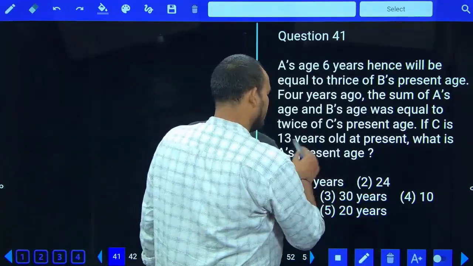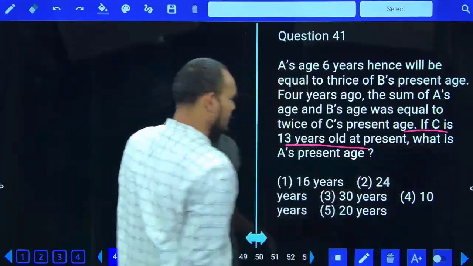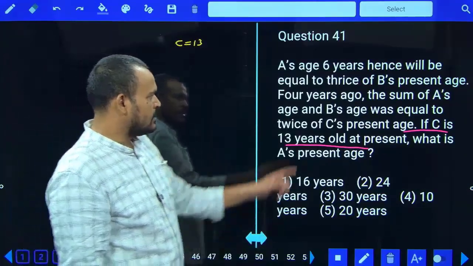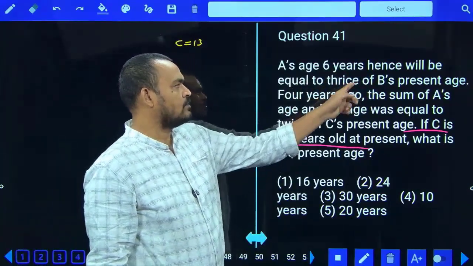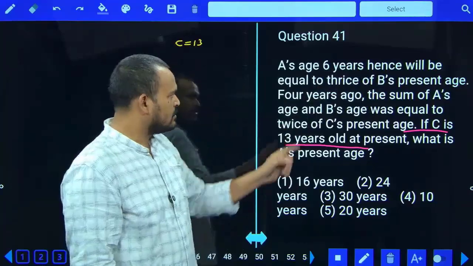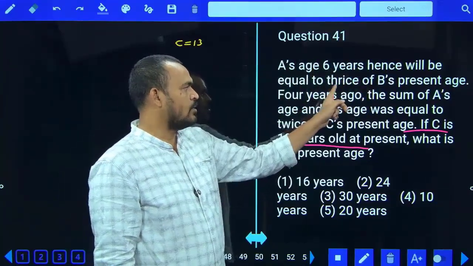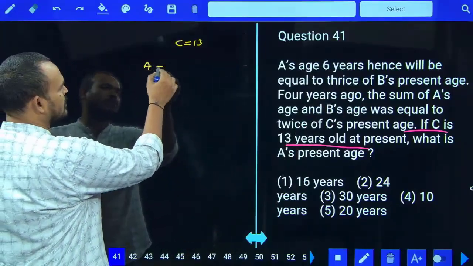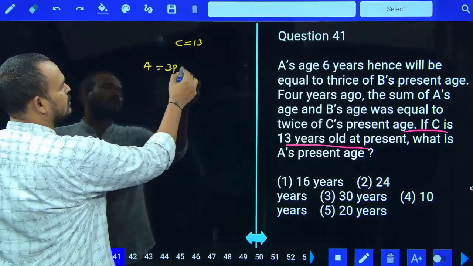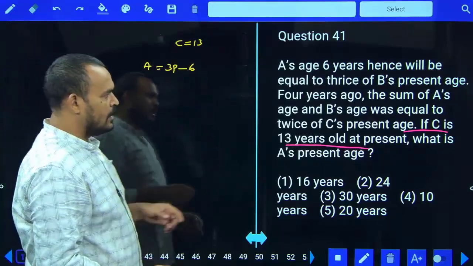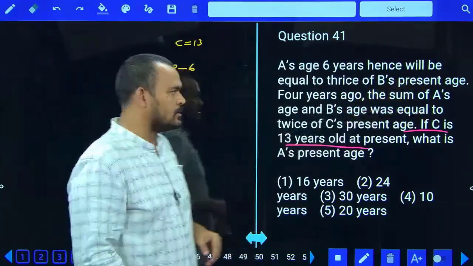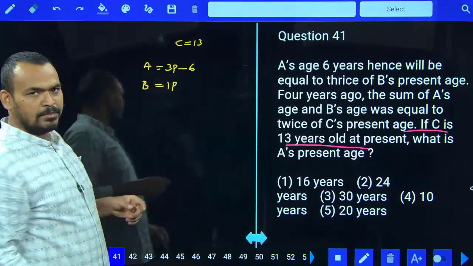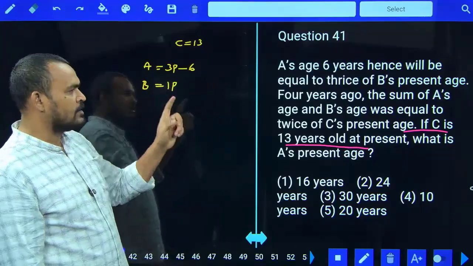First of all, C's present age is how many years? 13. Next, A says 6 years hence will be equal to thrice of which one? B's present age. Means A after 6 years will be 3 parts. After 6 years A's value is 3 parts, means present value of A is 3 parts minus 6. And thrice of B's present age, so we consider B's present age as 1 part. A's present value is 3 parts minus 6 and B's present value is 1 part.